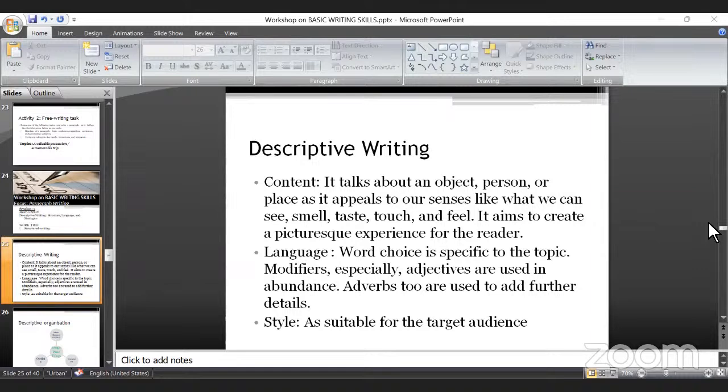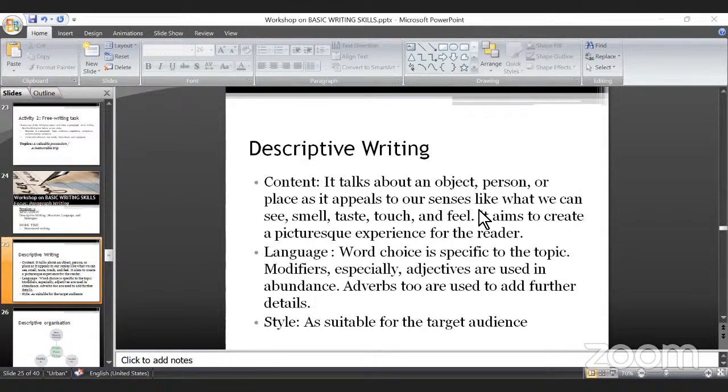And because it is a descriptive form of writing, the idea is also that you present something which is picture-like. So you represent something that is picture-like.